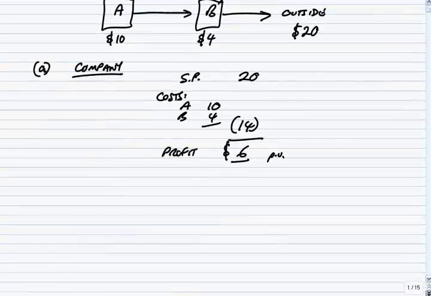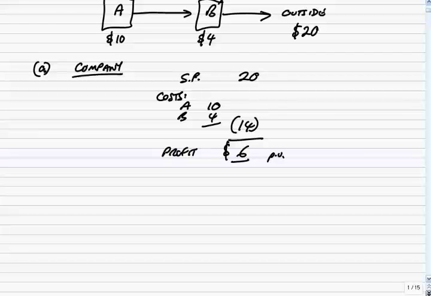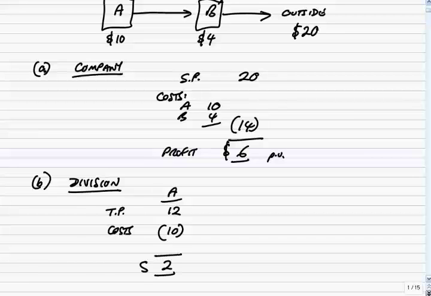However, it says below the requirements there's a transfer price between the divisions of $12. So it means we're allowing A to sell to B at $12 a unit. And part B says, what's the profit per unit made by each division? So if we do a little profit statement for each division, Division A now is treated as selling them to B at $12. So they've got sales, or the transfer price, $12 per unit. The costs in Division A are 10. So Division A reports a profit of $2.